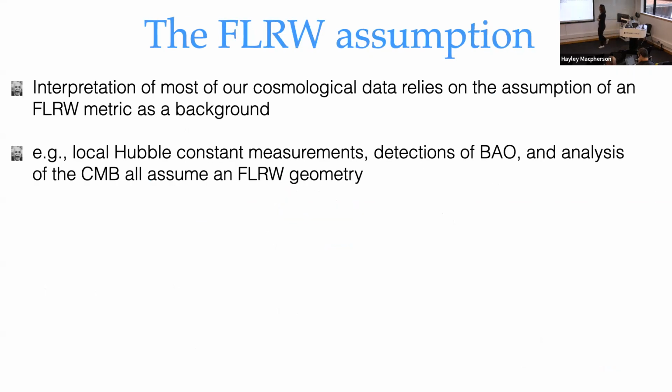And so, yeah, most of cosmology today relies on the assumption of this metric as a background. And just for example, our measurements of the local Hubble constant, which I showed you before, the detection of the baryon acoustic oscillation feature, and the analysis of the CMB all explicitly assume an FLRW geometry.